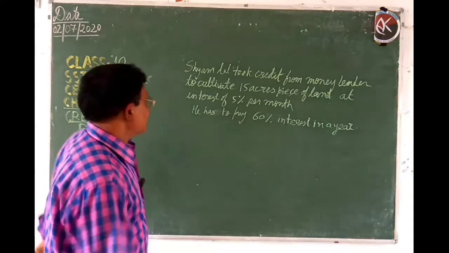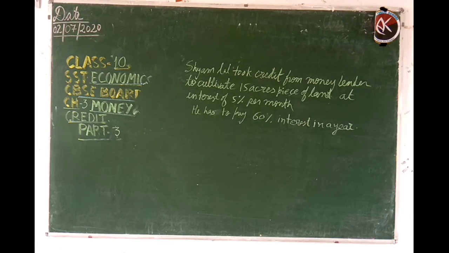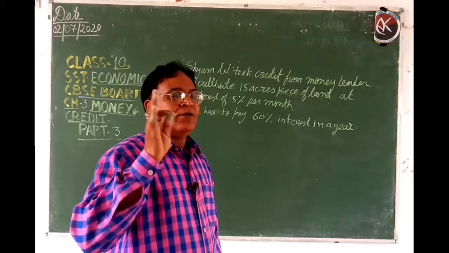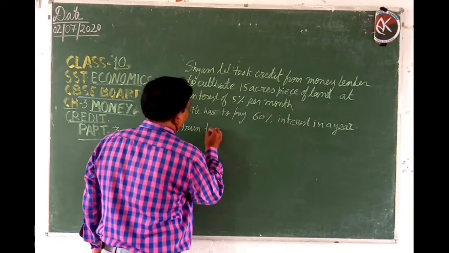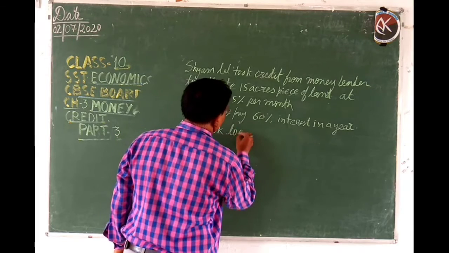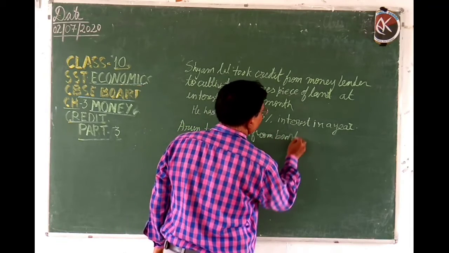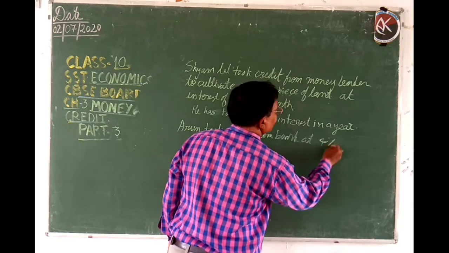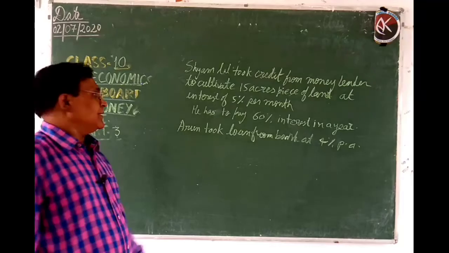In the second case, there is another person, Arun, who works on a farm, and he has taken a loan from a bank. Arun took a loan from the bank at 4% per annum. Okay, so these are credit arrangements.